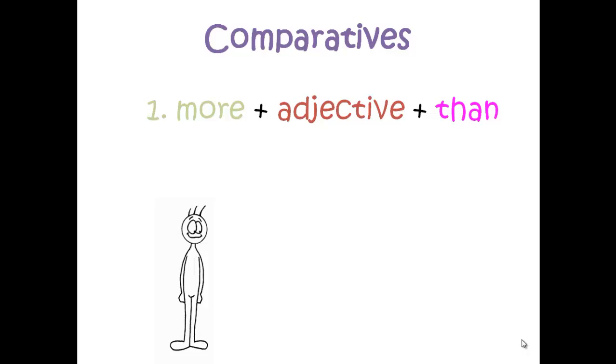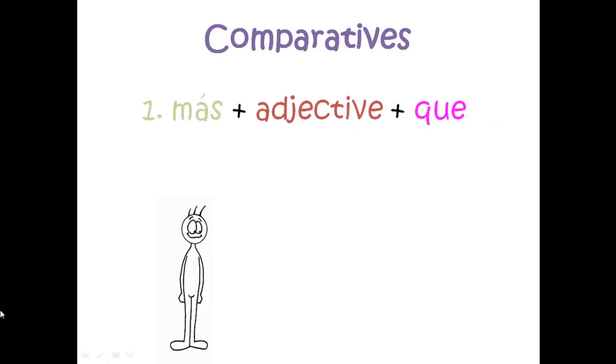So the first one, more. So let's say more intelligent than in English. So an adjective, obviously here, your adjective is your describing word. So more, let's replace adjective, intelligent than. He is more intelligent than me. So how do we do it in Spanish? Nice and easy. You'd say más, adjective, que. Literally more, adjective, than. So in this case it would be es más inteligente que yo. So he is more intelligent than me.